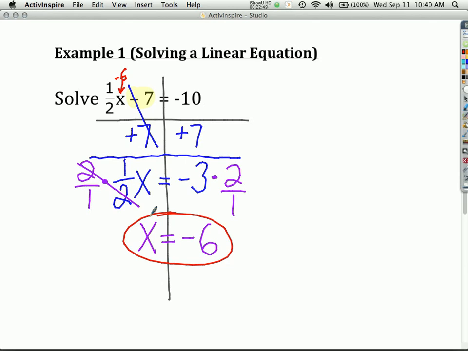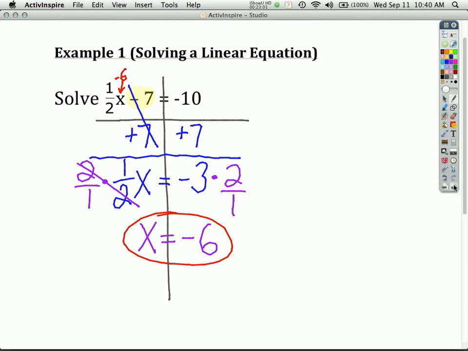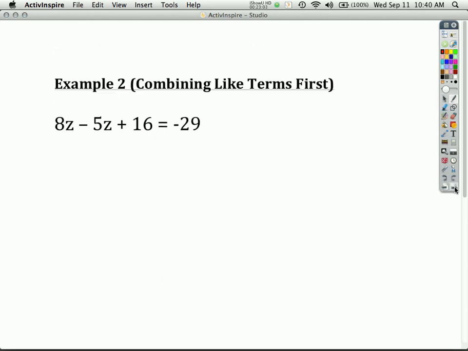Does anyone have any questions on how we did that? Questions, comments, concerns? Now, let's build on it. That's a two-step equation. Example 2.